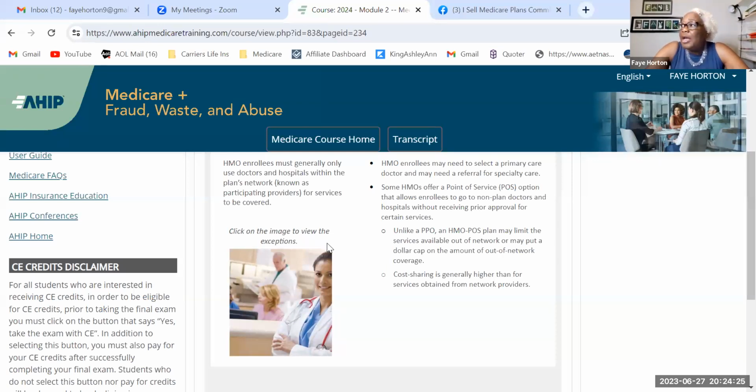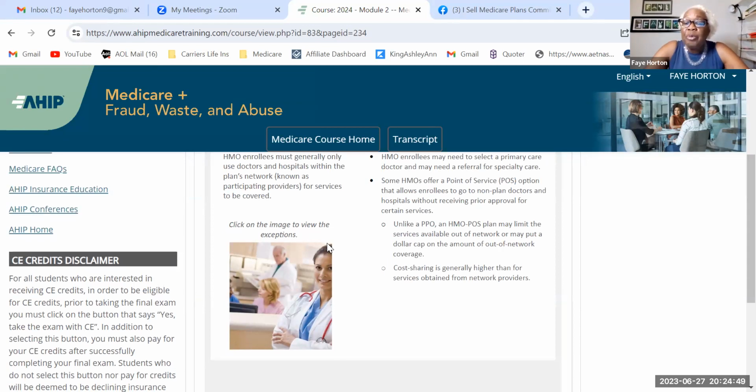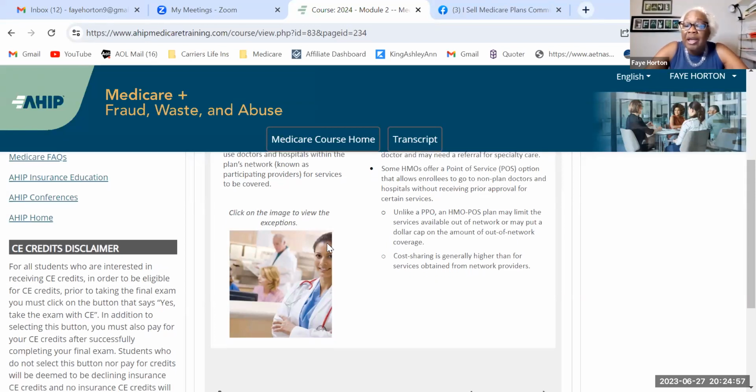Some HMOs offer a point of service option that allows enrollees to go to non-planned doctors and hospitals without receiving prior approval for certain services. Unlike a PPO, an HMO POS plan may limit the services available out of network or may put a dollar cap on the amount of out of network coverage. Cost sharing is generally higher for any services that are obtained outside of the network providers.